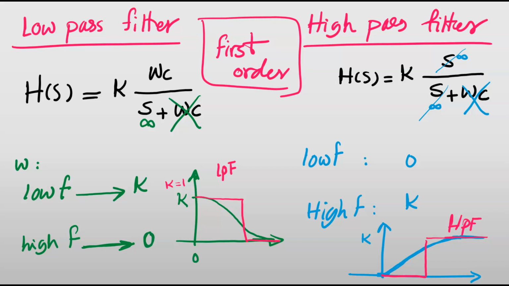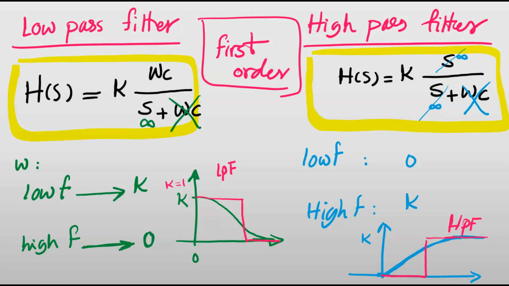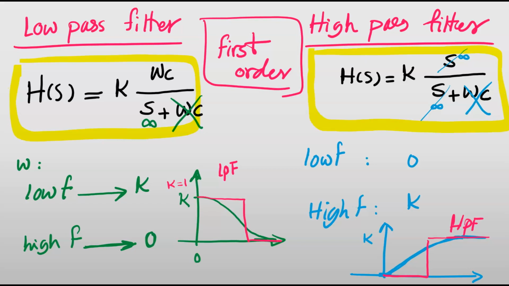So what you can see here is the general form of transfer function for a first order low pass filter. And what you can see here is the general form for the transfer function of a first order high pass filter. So don't forget that what we are discussing here is just a first order low pass or high pass filter, which basically means that's the simplest form that you can have for a low pass or high pass filter.